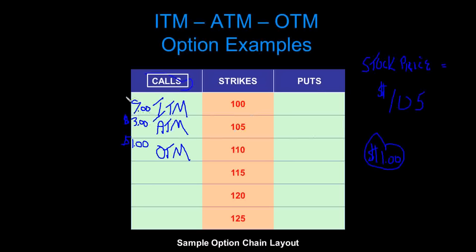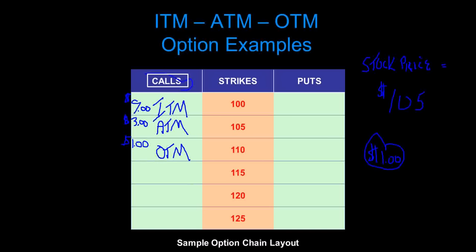Or some number there that says, okay, $5 of that $9 is called intrinsic value. And the rest of it is all extrinsic value, which I'll show you here in a minute. So that's pretty much how the call side of the house works.